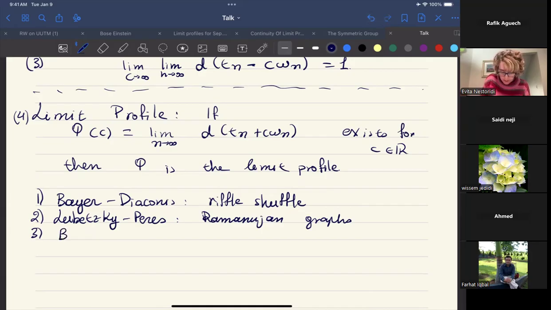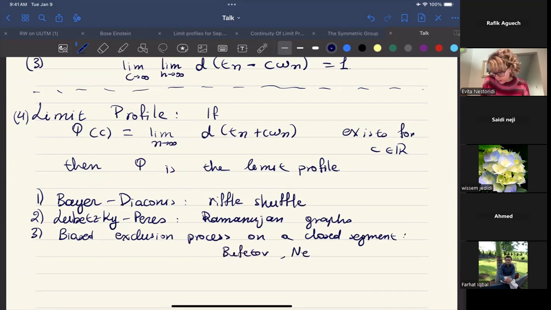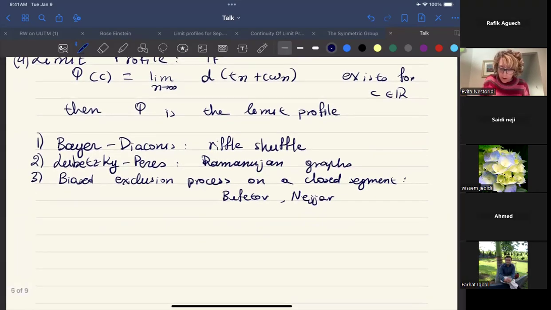So again, some sort of biased exclusion process. That's why I wrote ASEP on a closed segment. This is more recent, work due to Bufetov and Nejjar. We also know the limit profile. In all these cases, there was a specific statistic of the walk that gave away the limiting behavior. Here, they looked at the number of increasing subsequences of the permutation. Here, they studied the non-backtracking random walk on the Ramanujan graph, and then they said, okay, how many times do we backtrack? So there was a speed argument and a central limit theorem. And here it's the bias that you are always very close to one end of your segment.